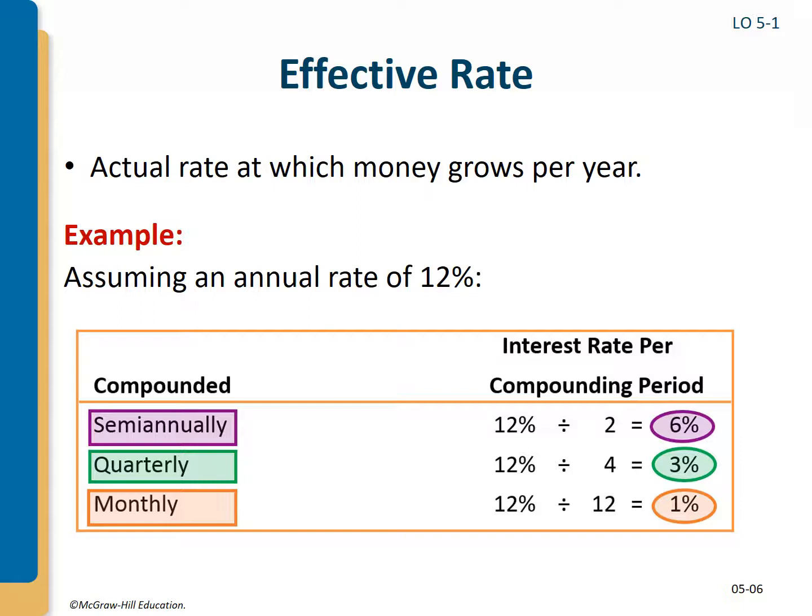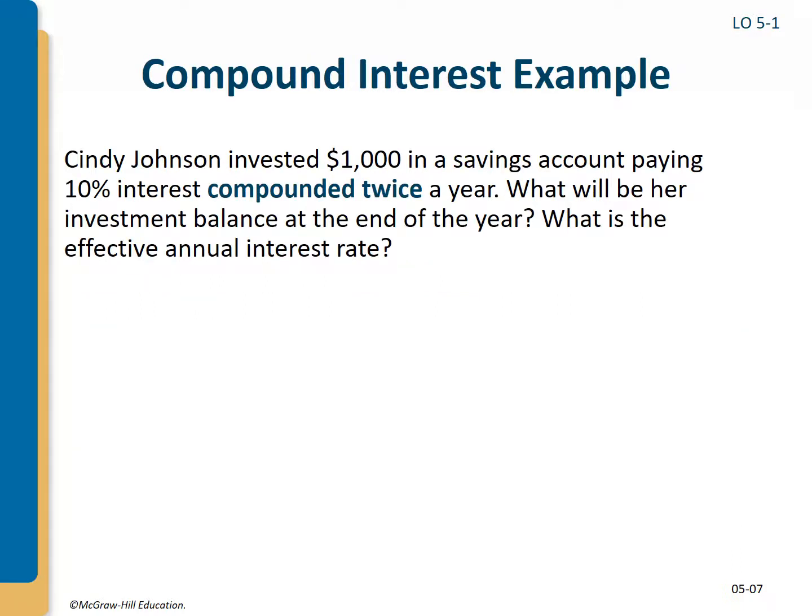If interest is compounded quarterly, so every 3 months, we take the annual interest rate divided by the number of times it compounds a year. So each compounding period, its interest rate will be 3%. And if it compounds monthly and your annual interest rate is 12%, we need to get a monthly interest rate, 1%. So that's very important to do for these calculations. So we would need to know that.